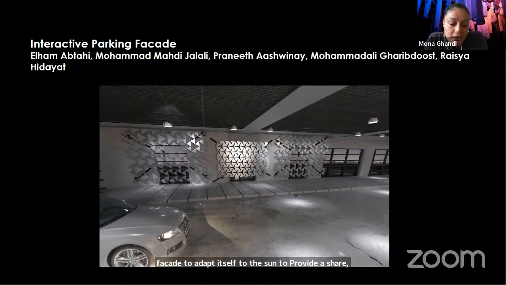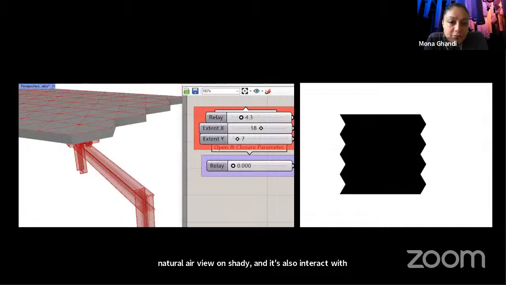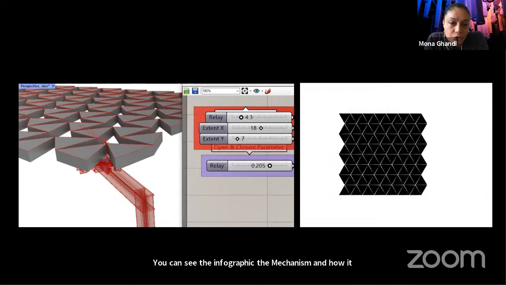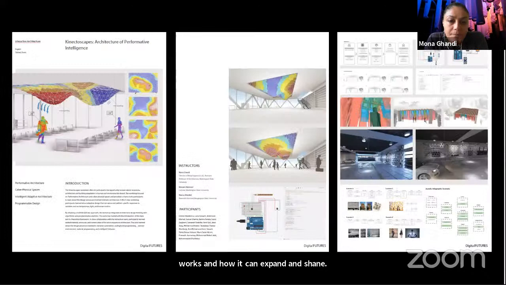And it also interacts with the people's presence. Here you can see the infographic, the mechanism, and how it works, and how it can expand and shrink to provide different sun shading and views for the people, making the parking spaces more pleasant.